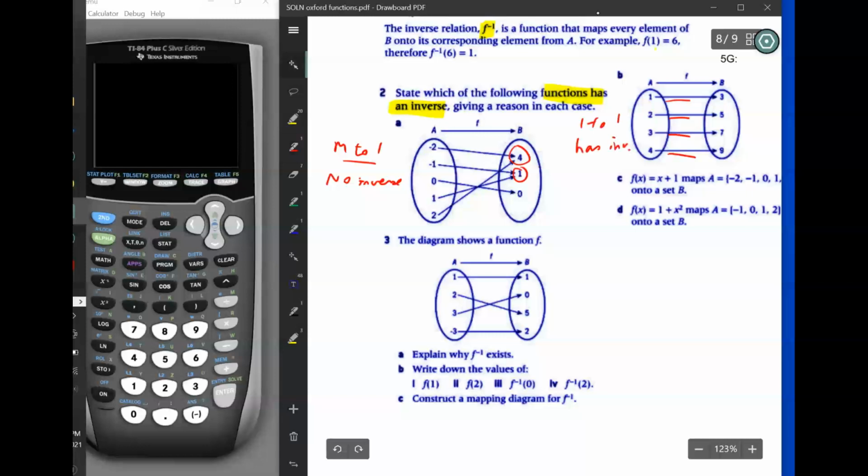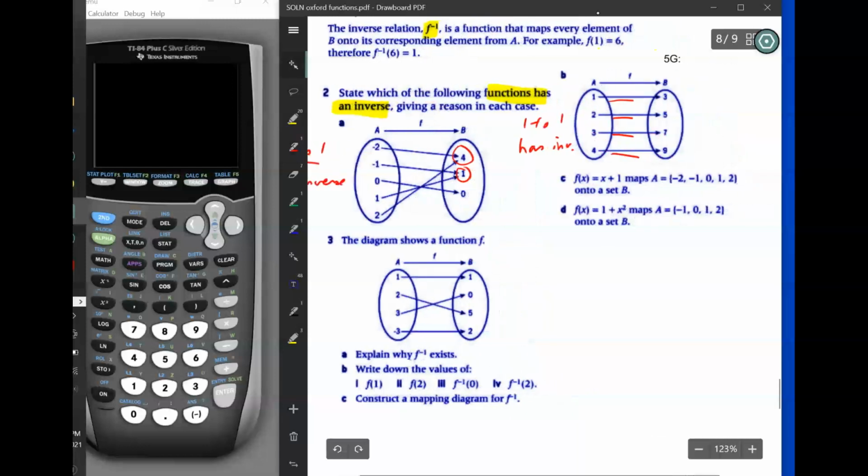Okay, let's look at C. It's a little bit harder because it's not a drawing. The function is defined as x plus 1. So it maps the set A, which is -2, -1, 0, 1, 2, to a set in B. The easiest way to look at this is to actually map out the set. So -2 plus 1 is -1, so -2 goes to -1. -1 plus 1 is 0, so -1 maps to 0. And 0 plus 1 is 1, so 0 maps to 1, and 1 maps to 2. Now we can see the pattern, so we don't need to do plus 1 every time. So this is definitely one-to-one mapping, so it has an inverse, right?